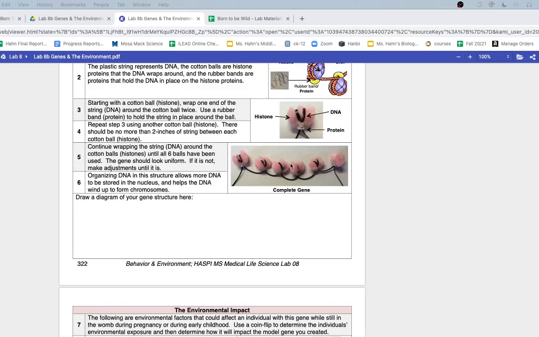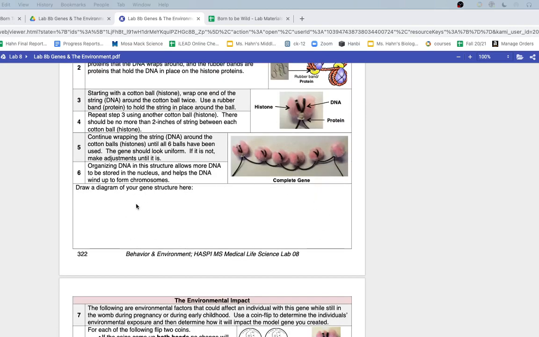Okay, so we've completed the gene. We're supposed to draw a picture of it. You can obviously just draw a picture of this.